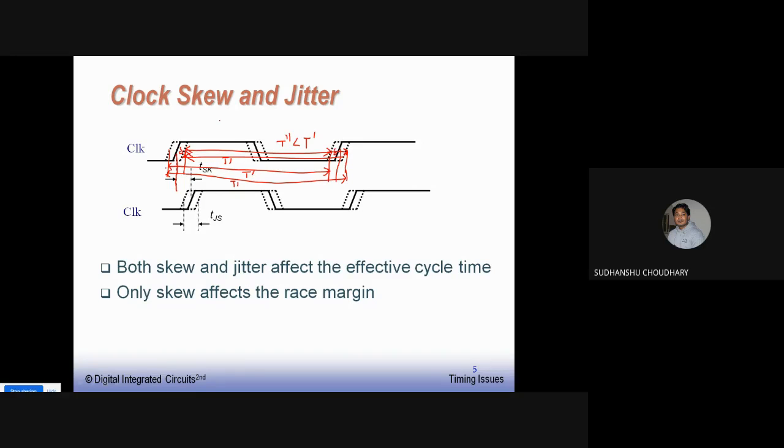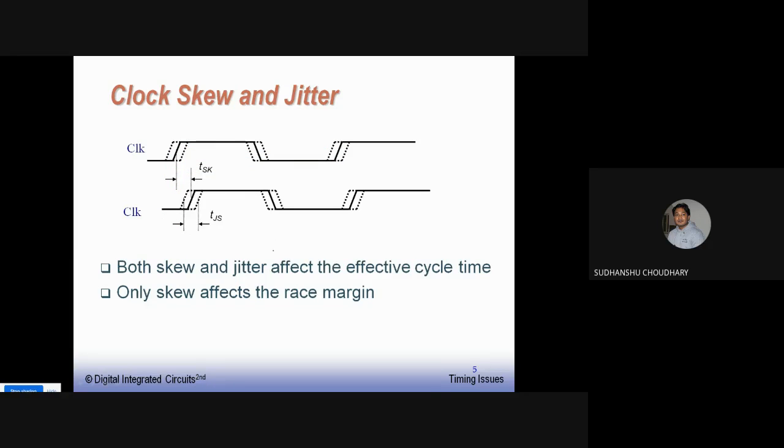So there could be spatial variations in the clock signal. That is, the clock may start early and end either early or late, or maybe it starts late and ends either early or late. That is actually called clock skew.